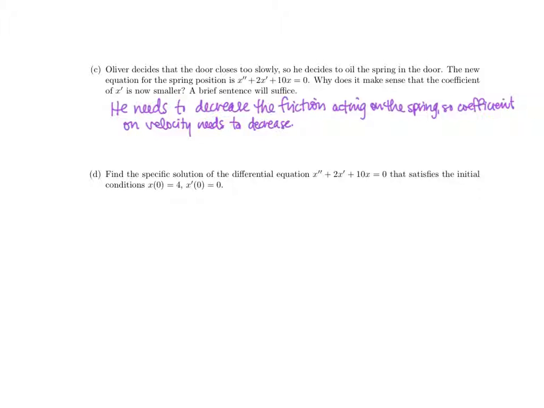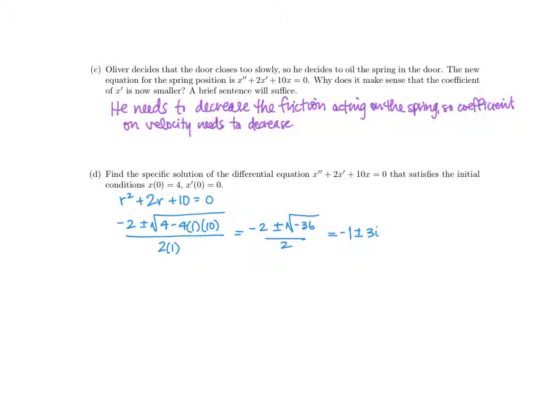The first thing you want is that characteristic equation. Solve for its roots. Find the general solution. All right, here's the characteristic equation. Solve for the roots. They're -1 plus or minus 3i. So that leaves us with the fact that our general solution should be of the form e to the negative t times c1 cosine 3t plus c2 sine 3t.